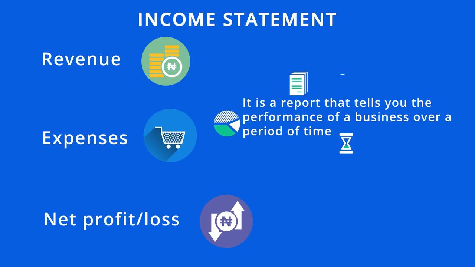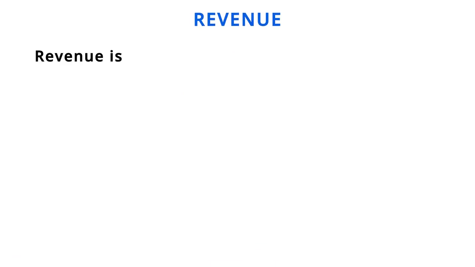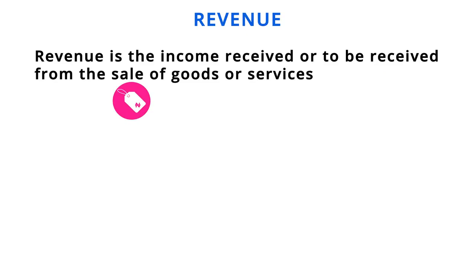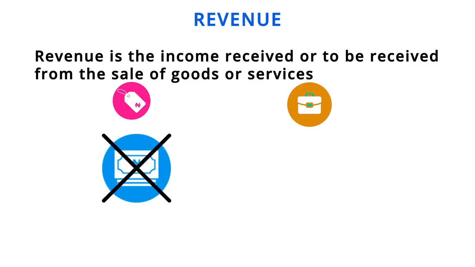Let's look at the three components of the income statement. The first component I mentioned earlier was revenue. Revenue is the income received or to be received from the sale of goods or services. Revenue in the income statement is not cash. Once an item has been sold, whether for cash or for credit, it is recognized in the income statement as revenue. In a situation where your business renders services, once services or service has been rendered, it is recognized in the income statement for that period as revenue. This is what we refer to as the accrual principle.